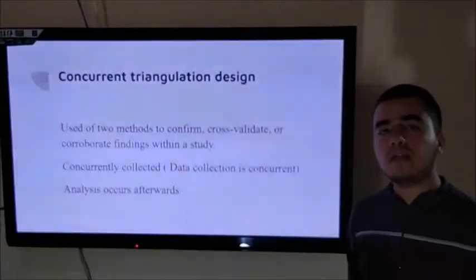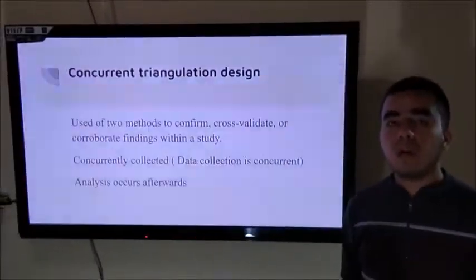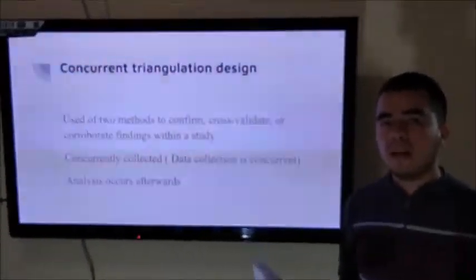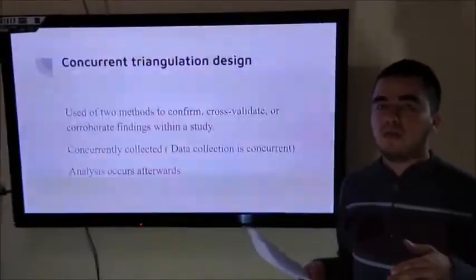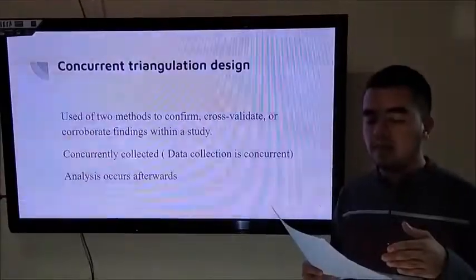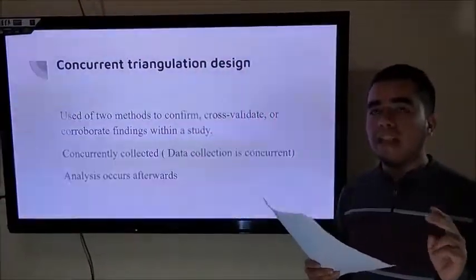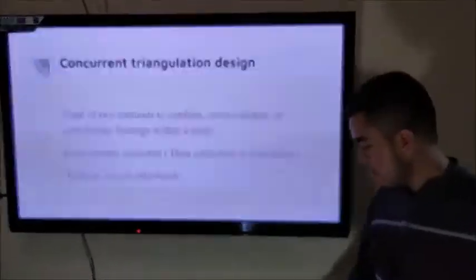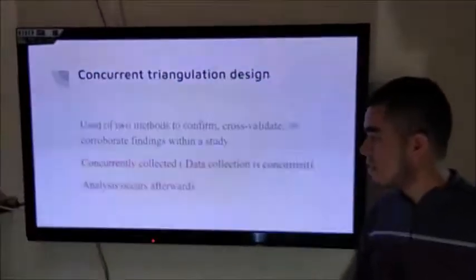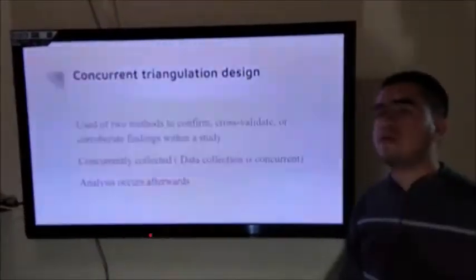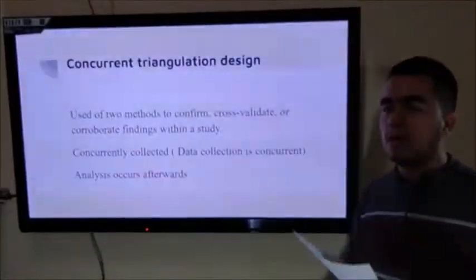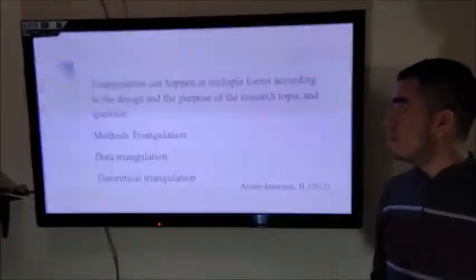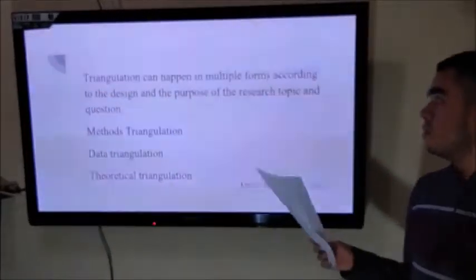So when you start collecting the quantitative part, you also have to start collecting the qualitative part separately, and then you see to what extent these imaginary lines meet in order to make the figure of the triangle. The analysis occurs always after you have done the whole procedure of collecting and analyzing the qualitative and quantitative parts. So triangulation can happen in multiple forms.